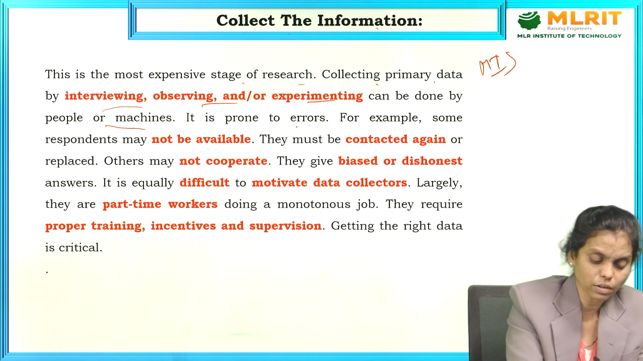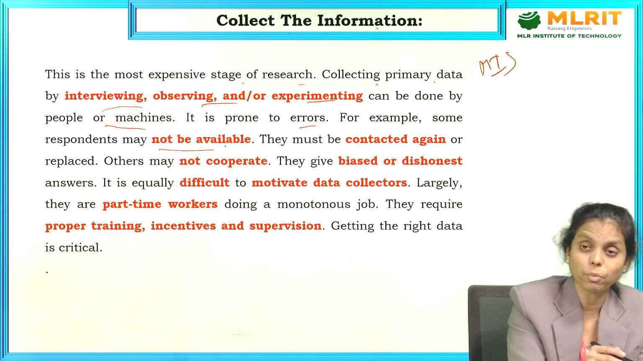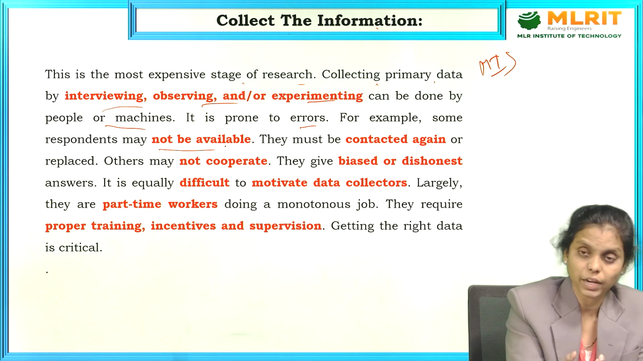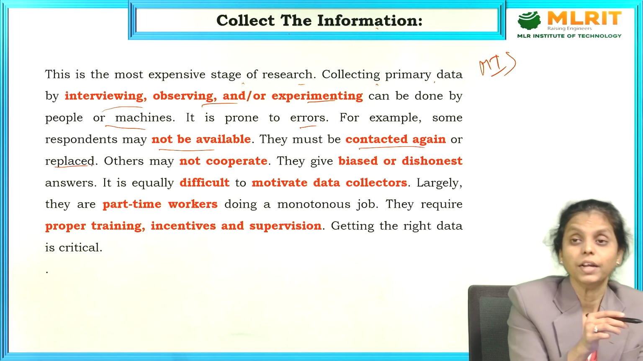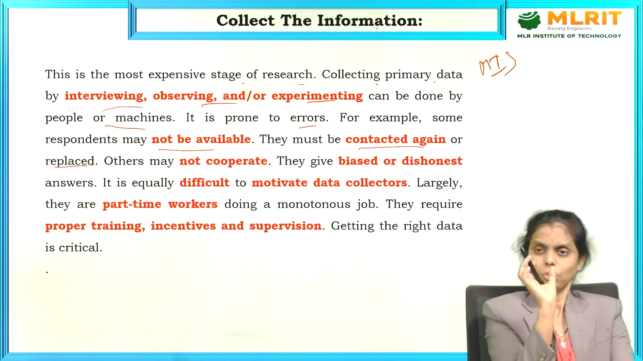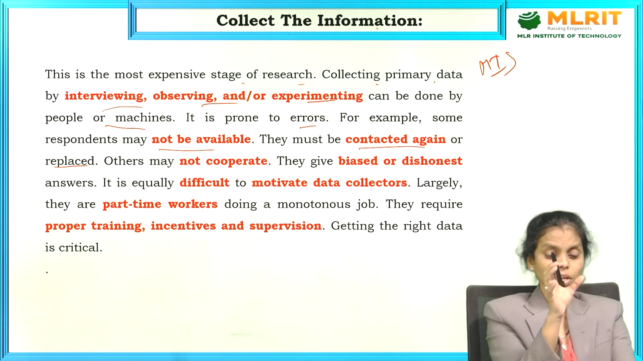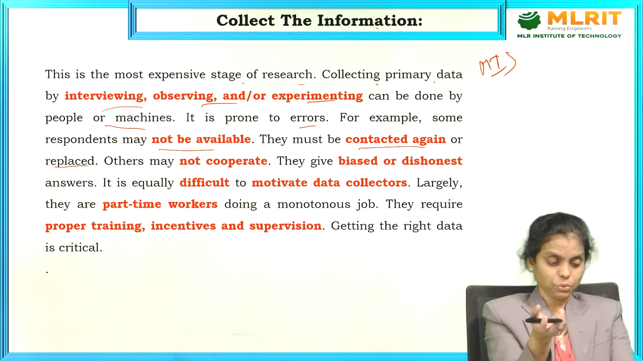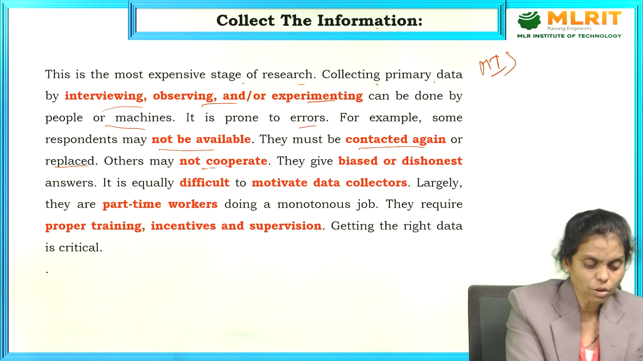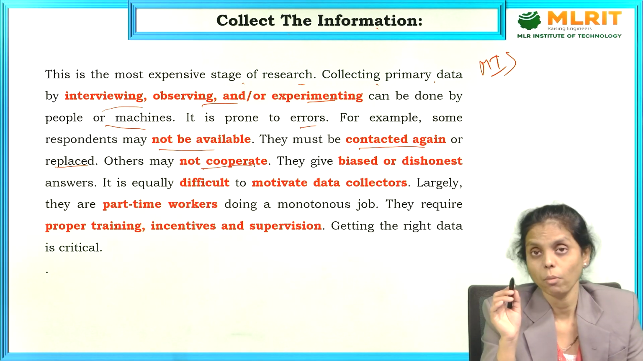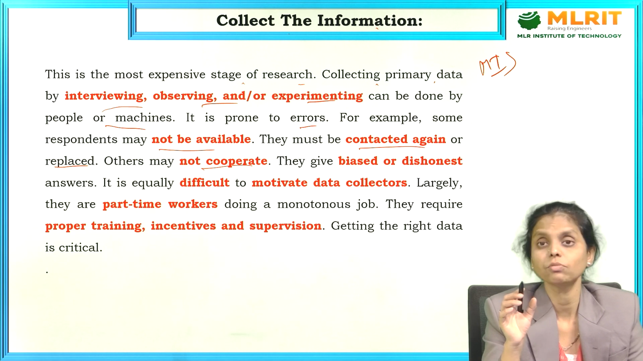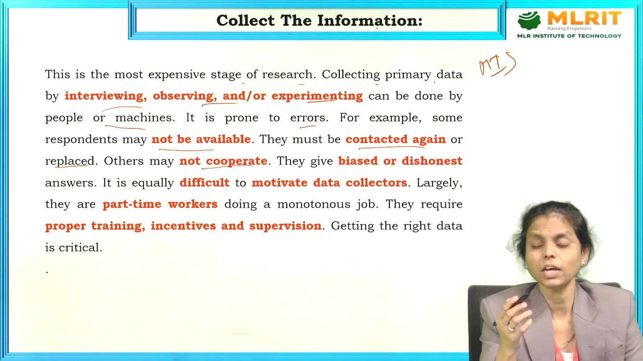It is prone to errors. For example, some respondents may not be available when we try to reach them. They must be contacted again or replaced by somebody else. Before conducting the research, we should clearly define what we need to do if the customers are not available. Others may not cooperate. There are certain cases where the customers are not cooperative.